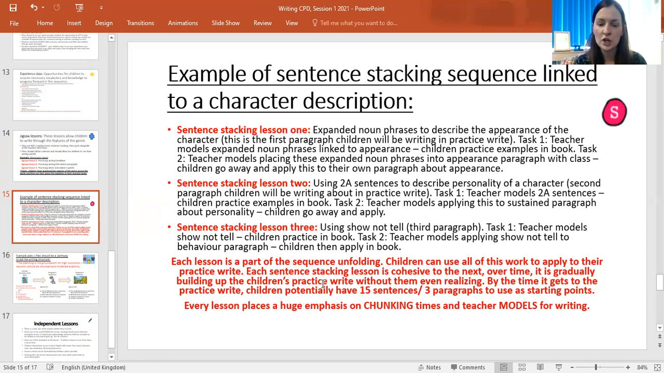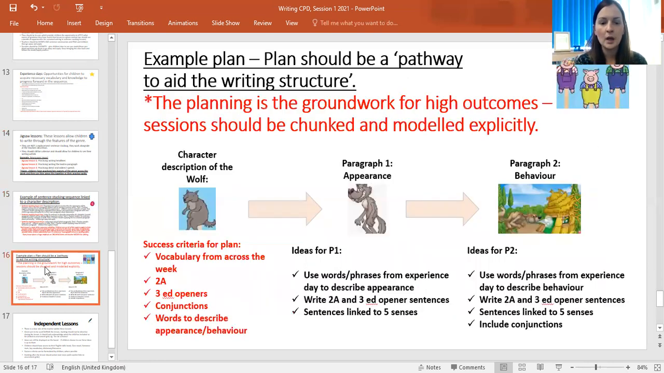The other point to mention, each sentence stacking lesson is cohesive to the next, and over time it gradually builds up the children's practice write without them even realising, makes their job easier when they do the practice write. By the time it gets to the practice write, children potentially have 15 sentences, 3 paragraphs, depending on how many sentence stacking lessons you've done, to use as starting points. But again, every lesson places a huge emphasis on chunking times and teacher models for writing.